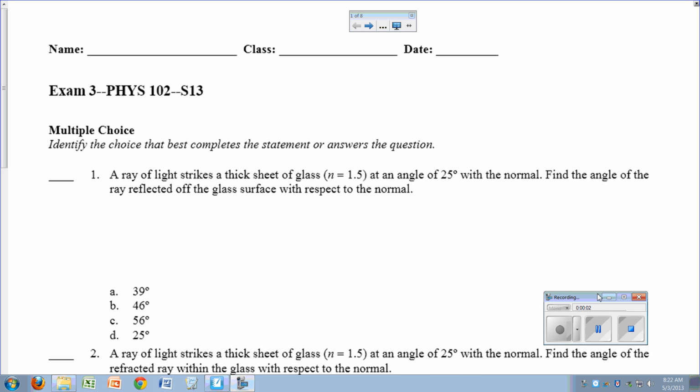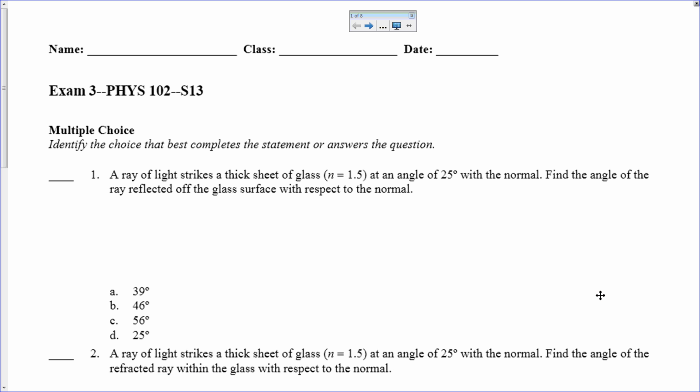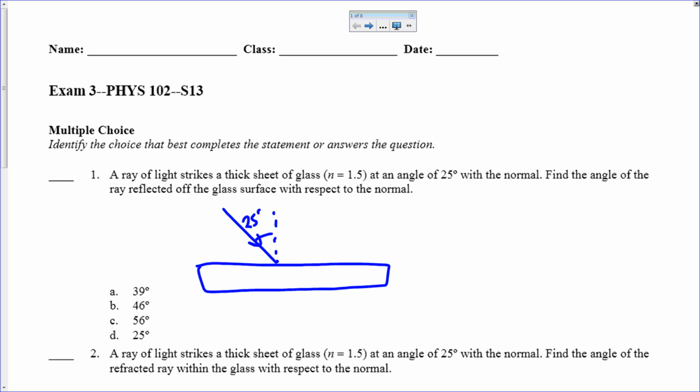This is exam 3 for Physics 102, spring 2013. A ray of light strikes a thick sheet of glass. So here's the glass. Ray of light comes in at an angle of 25 degrees with the normal. Find the angle of the ray reflected off the glass surface. So this is reflected off, and that angle, just by the law of reflection, is 25 degrees.